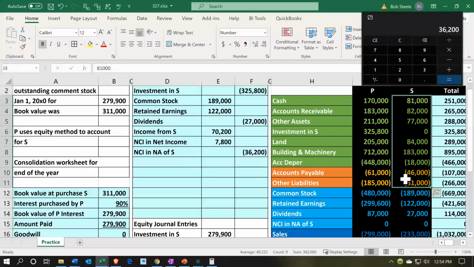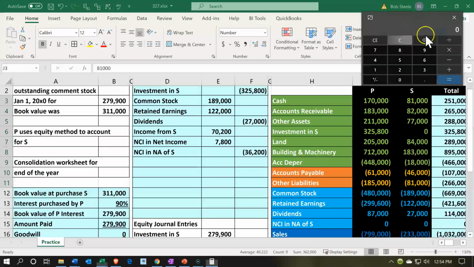Assets minus liabilities equals the equity section. There's that same 362,000. So you can say, all right, there's the 362,000 times the non-controlling interest, 0.1. There's the 36.2. So that's another way you could see that given the conditions we have in this problem.